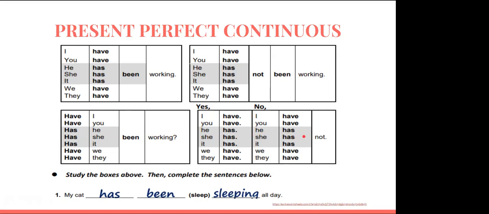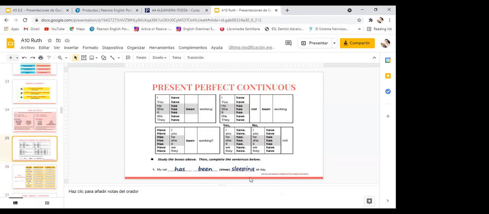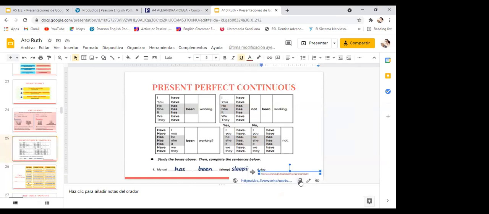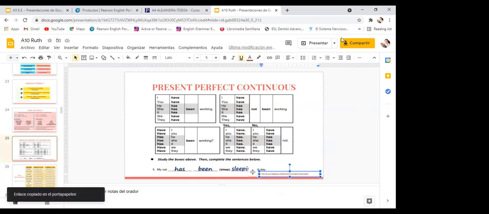And of course, we can apply WH information questions to these tenses. Here we have one example. My cat has been sleeping all day. And here we're going to have a practice about it. Just a quick one. All right, present continuous, please.